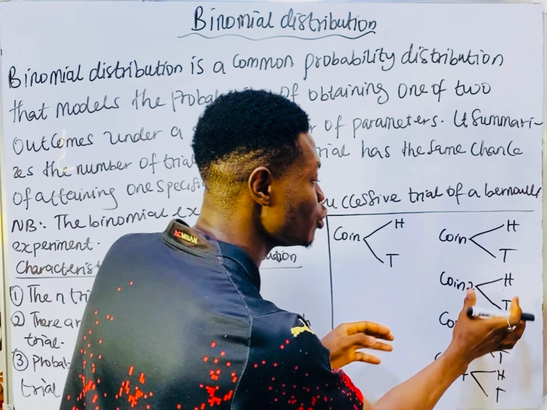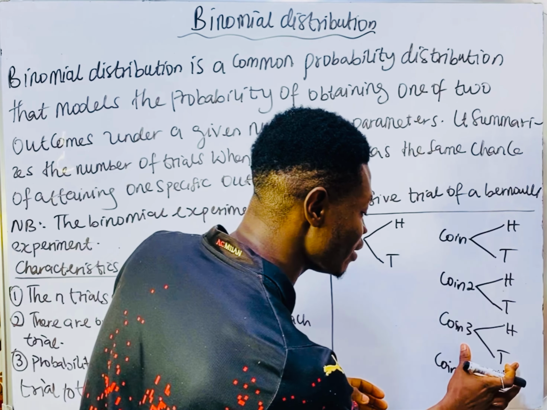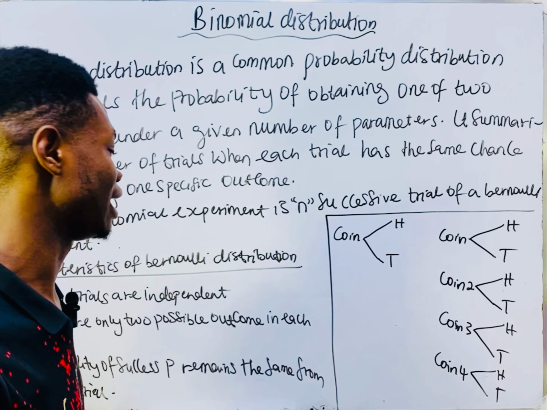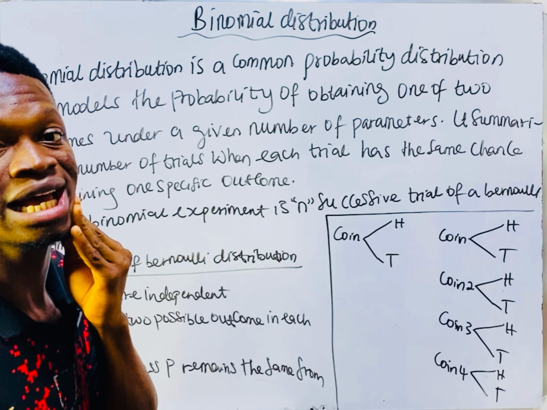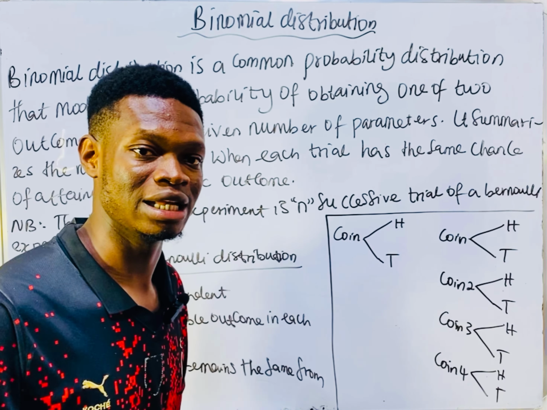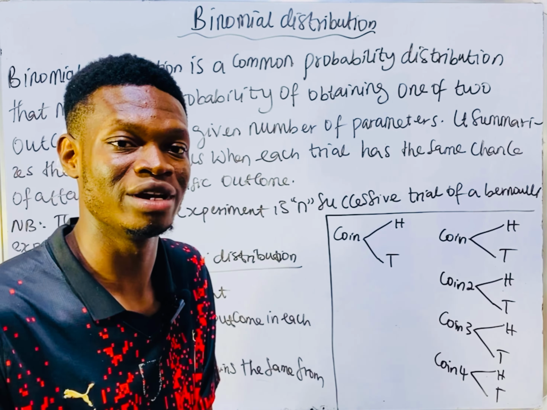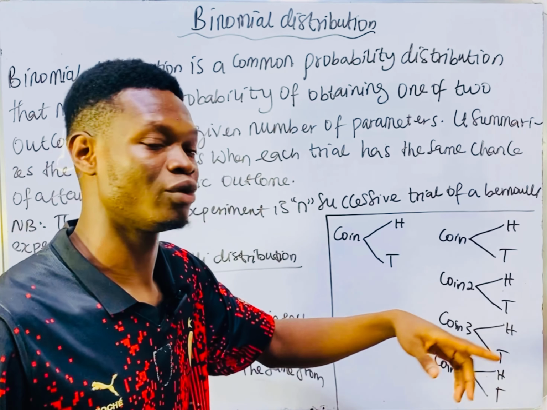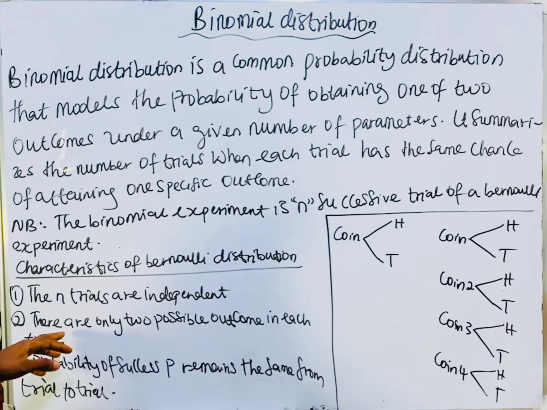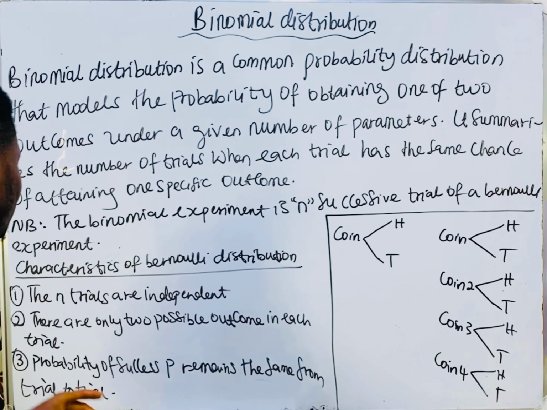And see the conditions, the n trials are independent. What you get here will not affect what you get here. It will not affect what you get here. It will not affect what you get here. That means that the n trials are independent. You know what independent probability means? The type of probability where the outcome of one event does not affect the outcome of the other event.